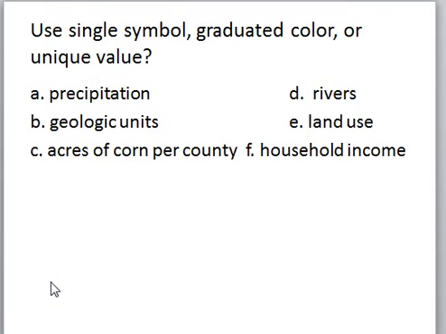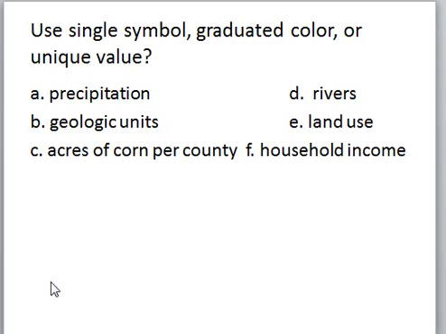Okay. How are you going to map these? When you have the exam, it's going to be open book, so you can try this and see which one works. Okay, so if I have precipitation, and I want to show inches of rainfall across Oregon, am I going to use a single symbol, a graduated color, or a unique value? What do you think?